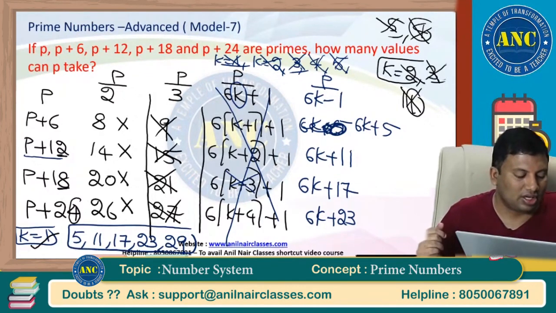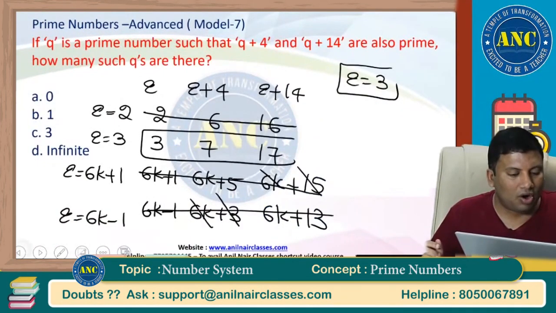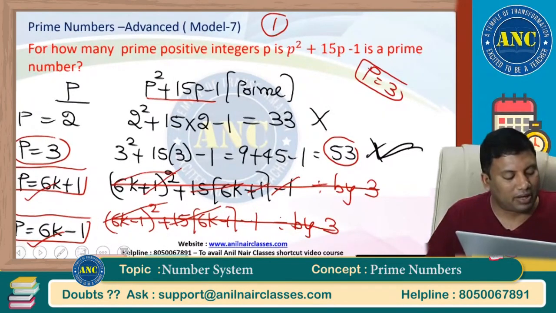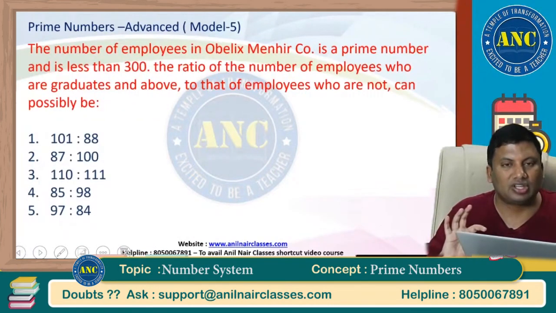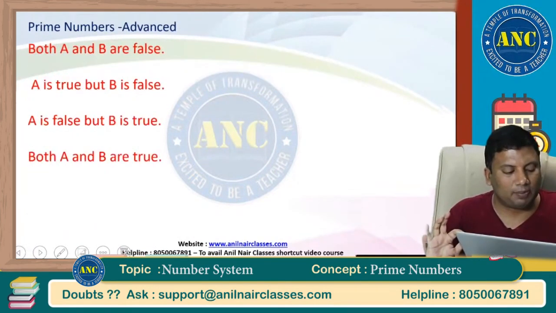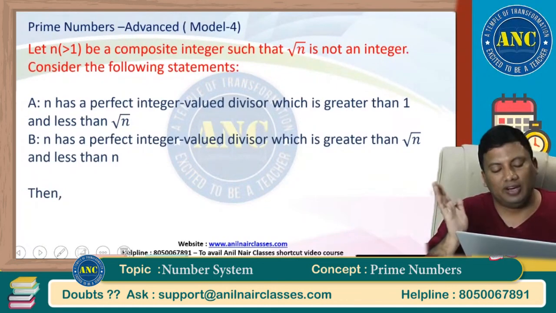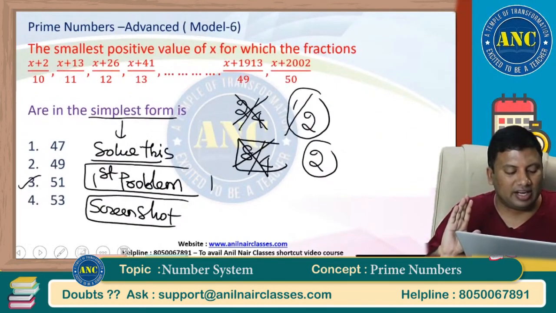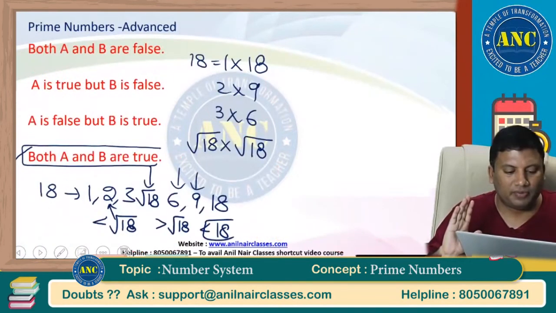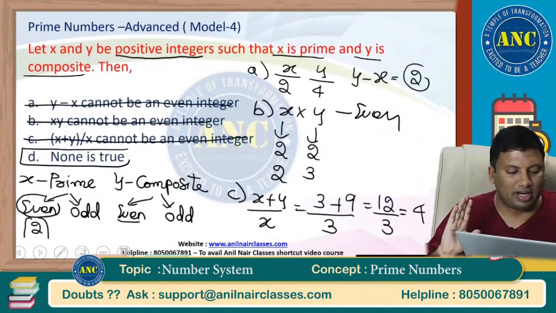So this question, model number 7: every prime number greater than 3 is of the form 6k plus or minus 1. First problem in the next session: how to check whether a number is a prime number or not. There will be factors less than root n and there will be factors greater than root n. Next one. This question we have already done.